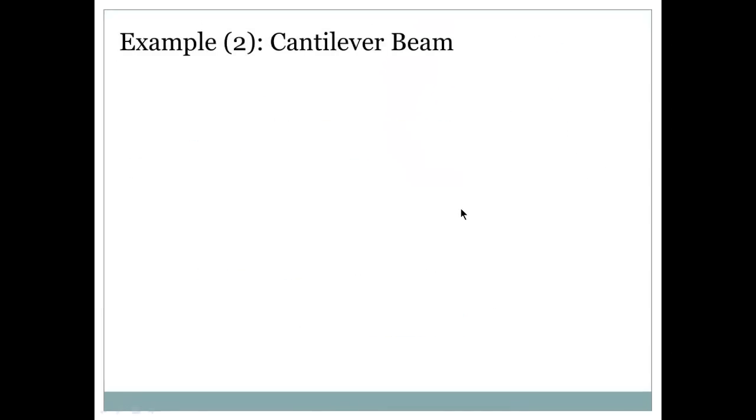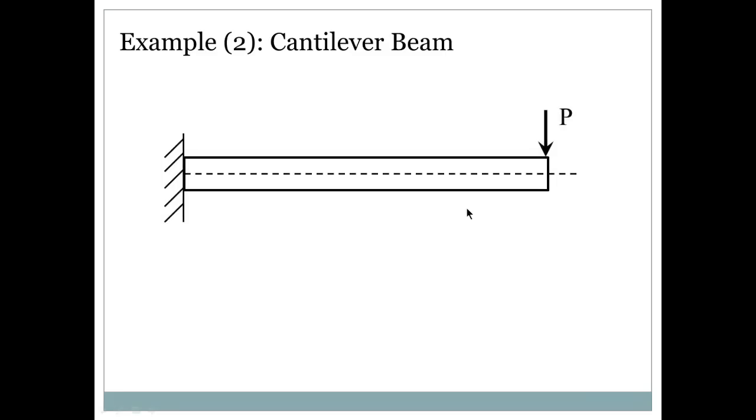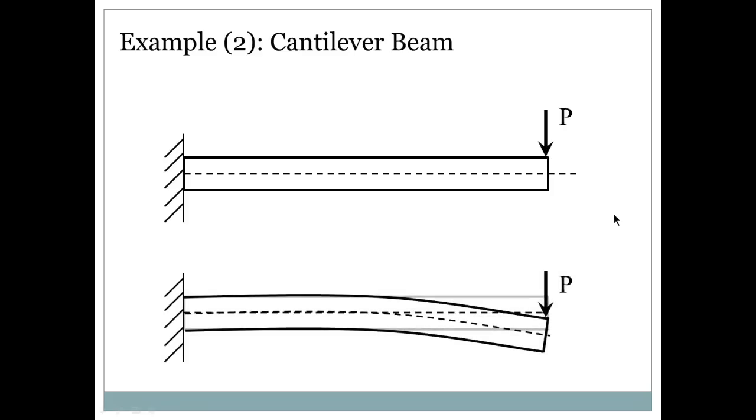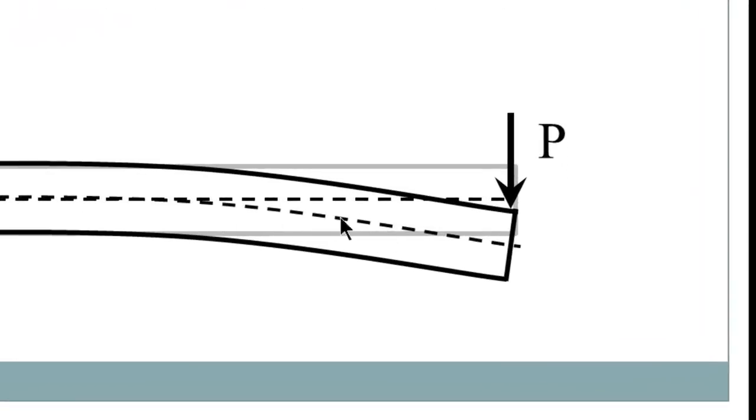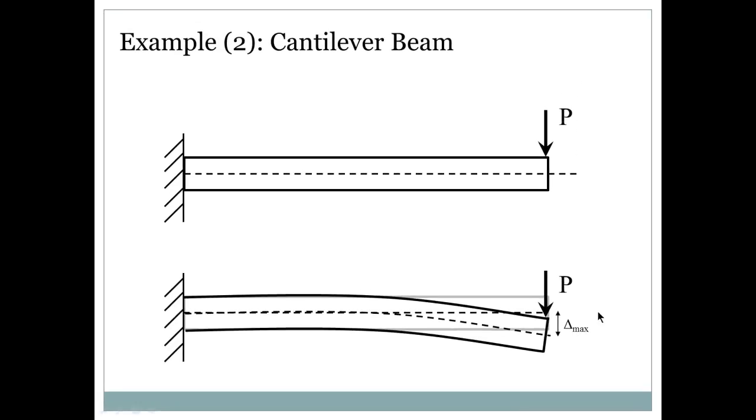This is another example. It's a cantilever beam. So we have a cantilever beam fixed to the wall, for example, right here, and it's loaded by a point load or a concentrated load at the free end. So it will deflect something like this, and this distance between the original neutral axis and this neutral axis is the delta max.